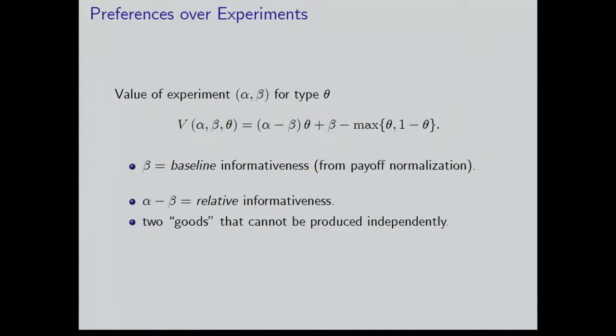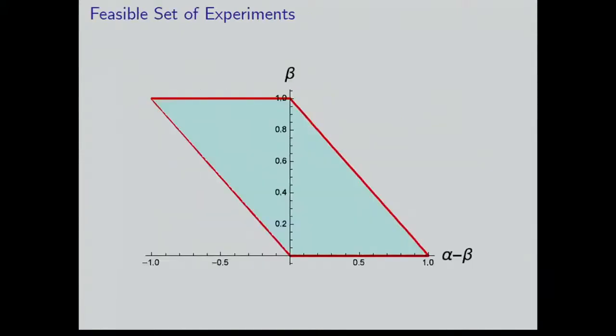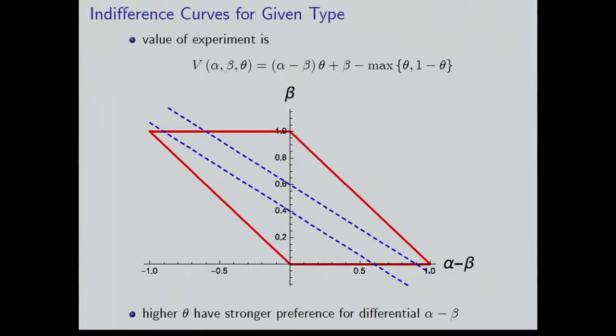Let me just give you a little bit of a sense of general results, but staying illustratively with the binary state. Okay, so with a binary state, we can really express everything in terms of the prior and the informativeness of the information structure. And so we can think about beta here as the baseline informativeness and alpha minus beta as the relative informativeness between the two signals, okay? So that we can plot the feasible set of experiments as follows, and we can ask, given the value of the experiment, what are the indifference curves, what are the directions in which I would like to improve the value, okay?